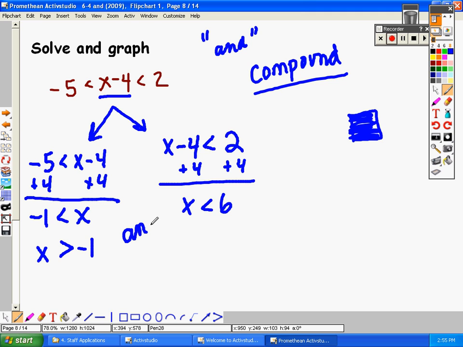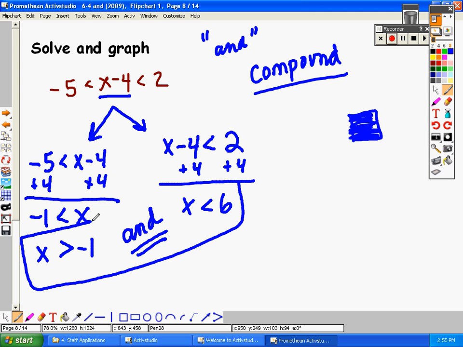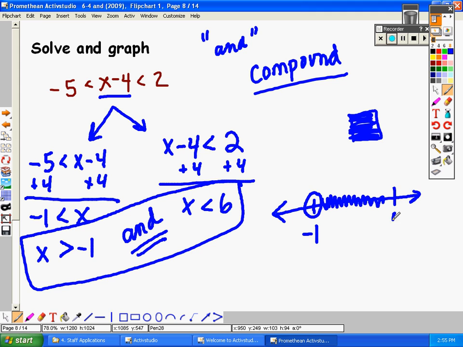But I'm going to put, remember, because this was set up the original way, this compound inequality is an and problem. So I'm going to use the word and. So I'm just going to now read my answer and think about what it means. X is a number that's less than 6, but also x is a number that's greater than -1. So if you were to graph that, it would look like this. Numbers that are greater than -1, but also numbers that are less than 6.